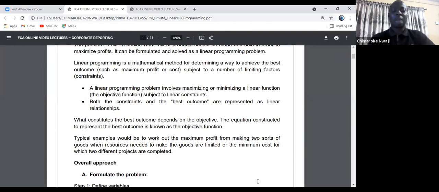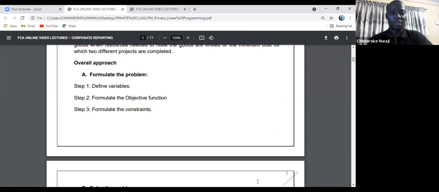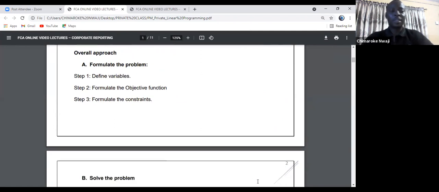Now let's look at the overall approach we will use in solving linear programming. First, we will formulate the problem. So that's the first thing. Formulate the problem. It's after you have formulated it that you solve the problem. Now, how do you formulate the problem? There are a number of steps you will use in formulating the problem. There are 3. First of all, you need to define your variables.